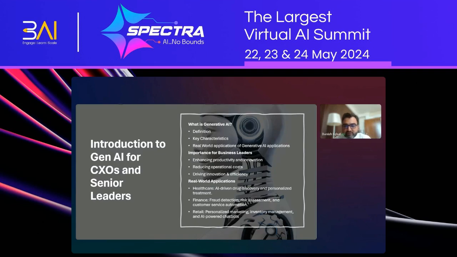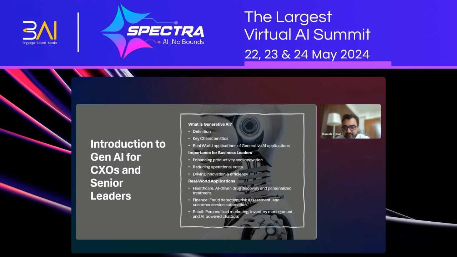In terms of key characteristics of generative AI, it includes content creation, it includes pattern recognition, and it's a vital innovation driver. How is it important for business leaders? It helps in enhancing productivity and innovation. It reduces operational costs through the application of generative AI use cases, and it is a good way to foster innovation by enabling rapid prototyping.